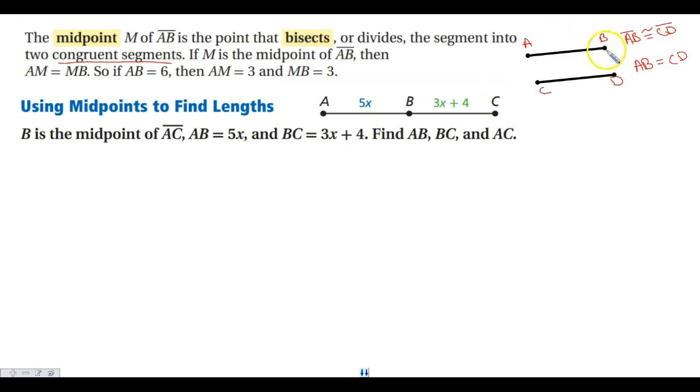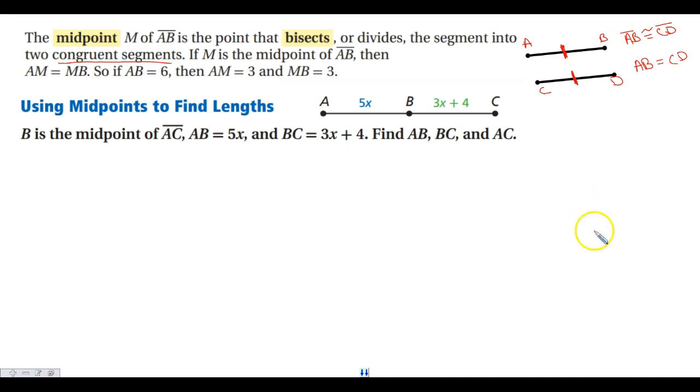Okay, another way we can mark that these two are congruent if we're not told it is you'll see sometimes there's a slash drawn on the segments. That is to show you that those segments are congruent, which means that they have the same length.